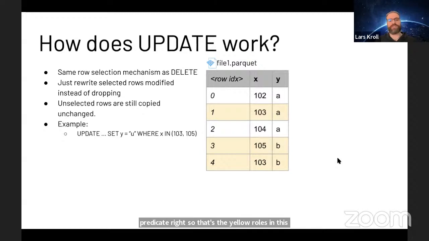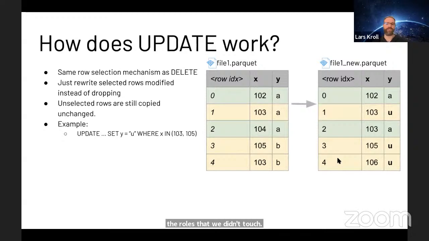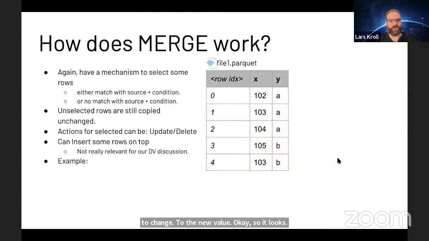Then what update simply does is it copies the entire file, and while it is copying it, it takes the rows that we didn't touch unchanged, and for the rows that we did touch, it changes the columns that we told it to change to the new value. So it looks basically like this. That's how update works. Quite straightforward. Merge is a bunch more complicated, but at a very high level, it does the same thing. We still have some kind of mechanism to select rows, and there are 2 variants now.